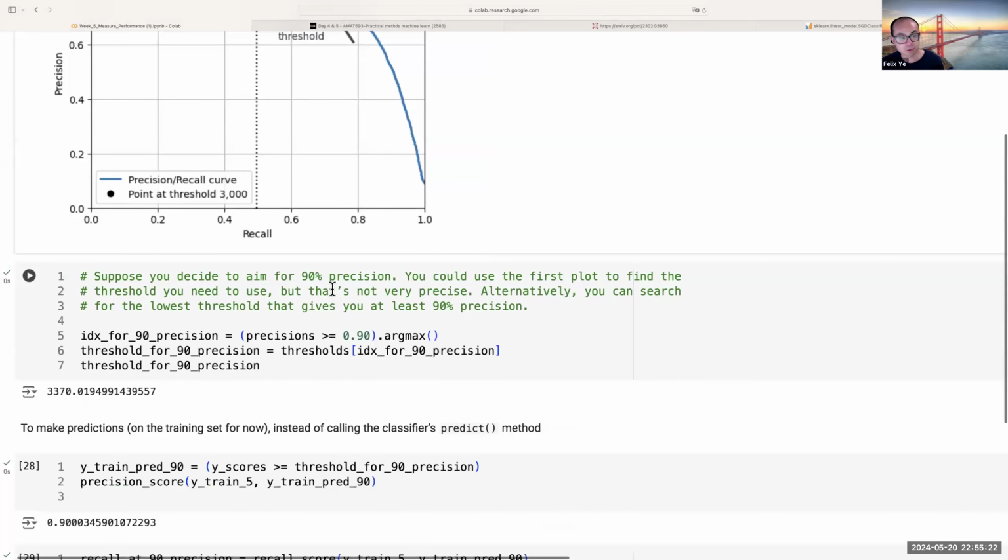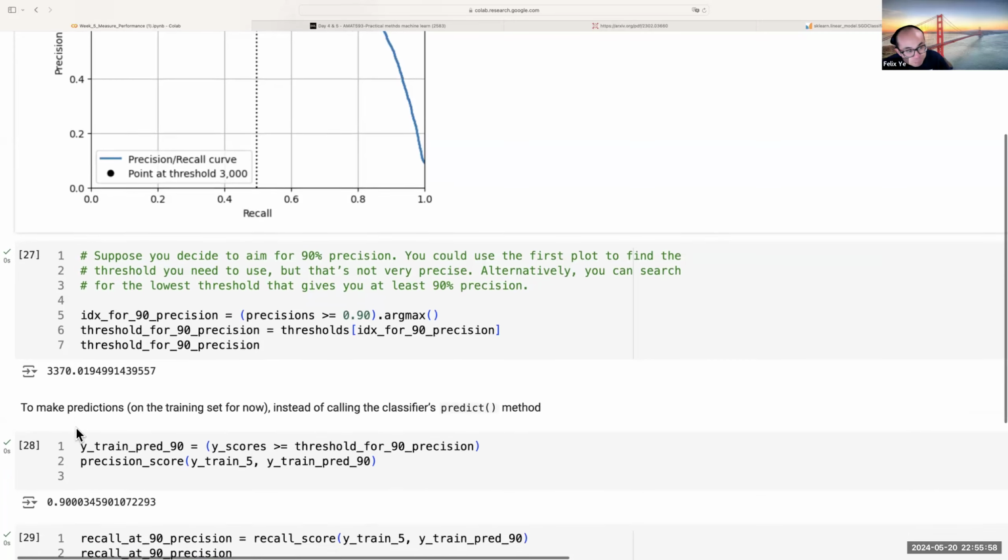Okay, so for example, if you really want to aim for 90% precision, something that your business model wants, what you can do is choose the threshold that gives you this 90% precision. It actually gives you about 3,370. That will be the threshold that you can choose to ensure you're getting 90% precision. But of course, then your recall rate will be pretty low. And if that's something your business model wanted, that's how you can get it.